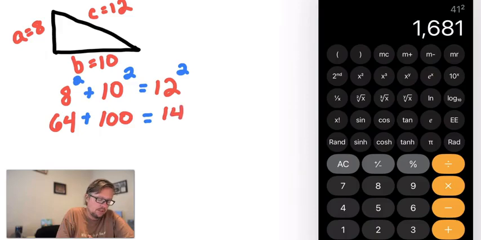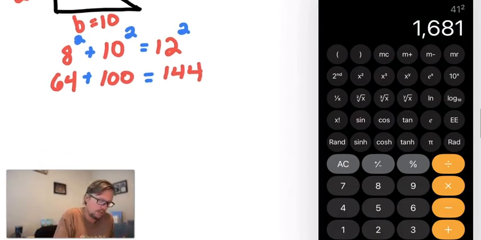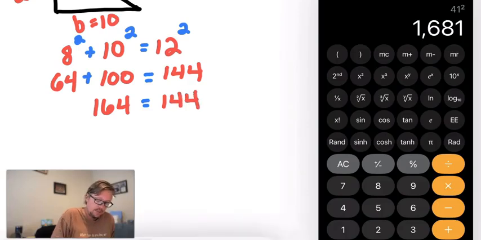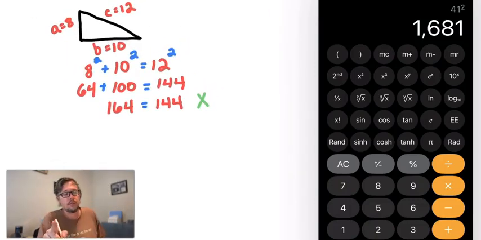So now the question is, 64 plus 100 equal to 144? And the answer is no. 64 plus 100 is 164, not 144. And that means our three sides do not form a right triangle because this is not a true statement. Turns out, put this in your notes, 164 and 144, not the same number.